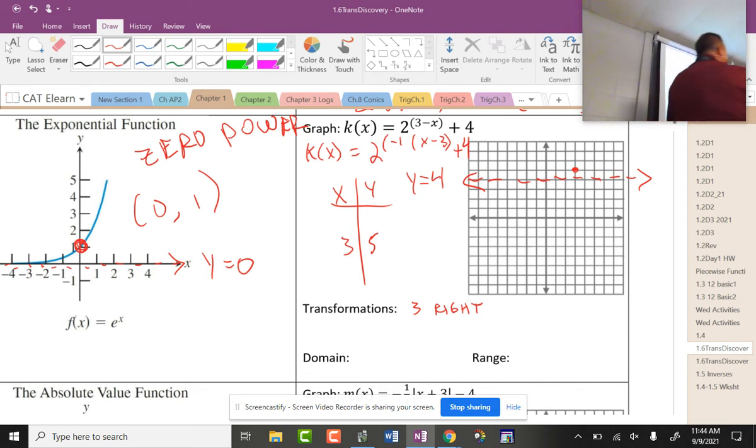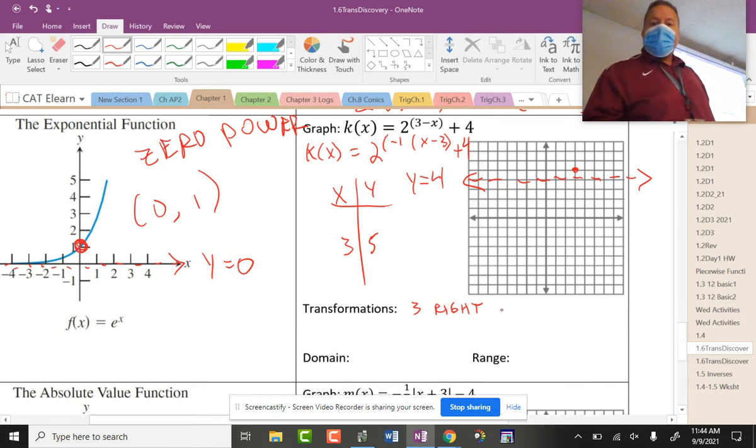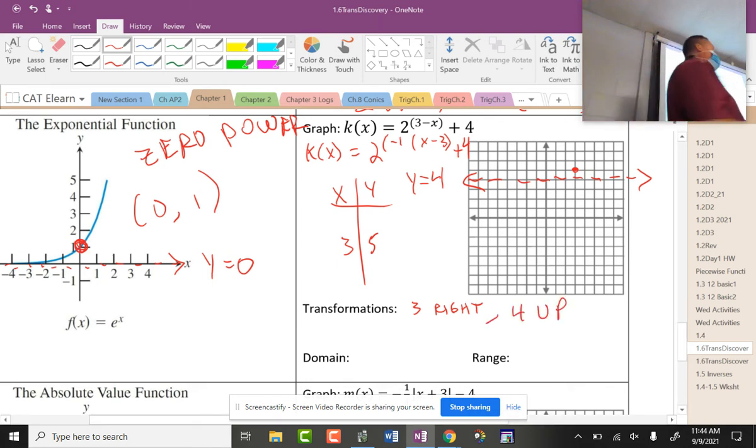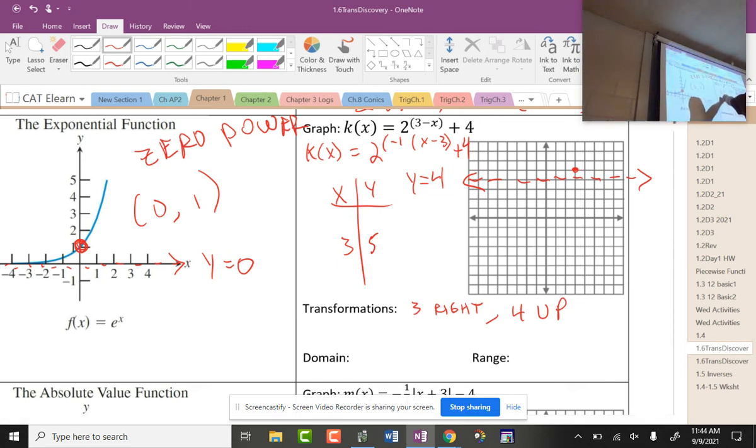All right, so that's where that (3, 5) ends up. So yes, it is 3 right and actually 4 up. Don't get confused with that 5 value for the y coordinate. If I am at 1 for a y coordinate, it's a 4 difference to get to 5. So it did get moved 4 up.